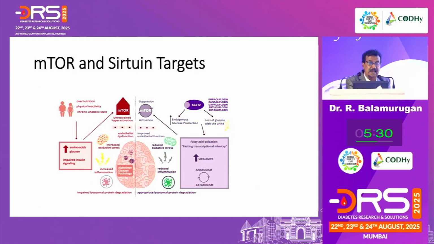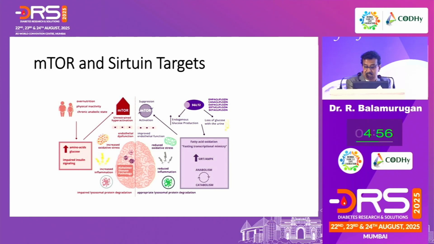And what are the mTOR and citrulline targets? Whenever there's overnutrition, physical inactivity, and a chronic anabolic state, what happens? There's increased amino acid and glucose flux and impaired insulin signaling, which can cause mTOR overexpression. Unrestricted mTOR hyperactivation can cause endothelial dysfunction. On the other hand, if you are able to suppress the mTOR activation by drugs like SGLT2 inhibitors and GLP1 analogs, there can be improvement in the endothelial dysfunction, reduced oxidative stress, and reduced inflammation.